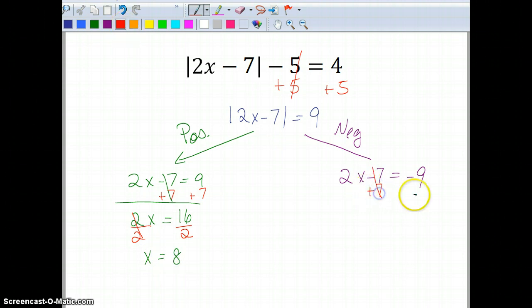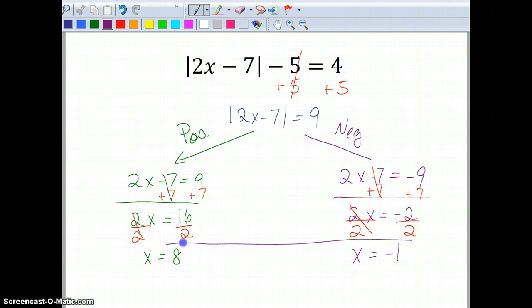I'm going to add 7 to both sides over here. So now I have 2x is equal to negative 9 plus 7. Take the small number from the large number, keep the sign of the large. So it's going to give me negative 2. Divide both sides by 2. So I have x is equal to negative 1. Okay, so these are my solutions. So x is equal to 8, or x is equal to negative 1.